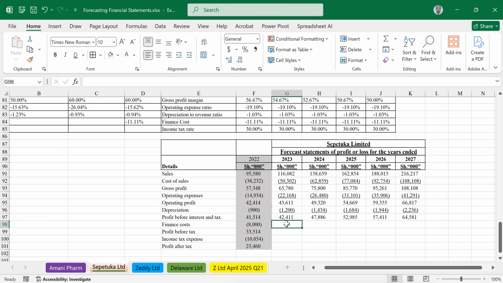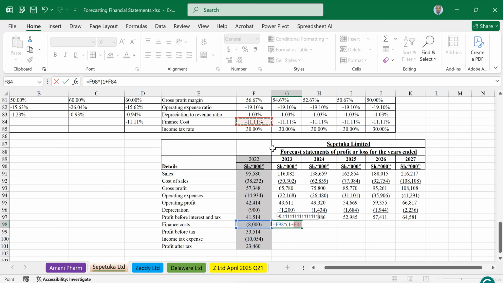Finance cost will reduce by 11%. So that will be equal sign, the one that you have here, times open bracket 1 plus, then just click on the finance cost here, the 11.11. Close bracket. You are adding because this is already negative, so don't subtract again. It will just reduce.